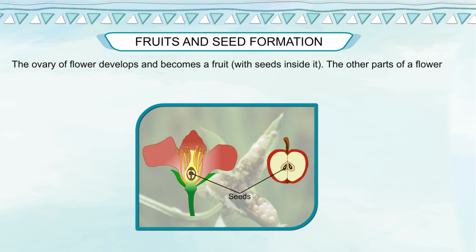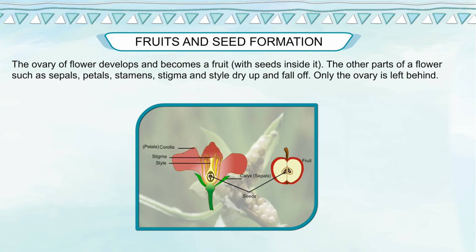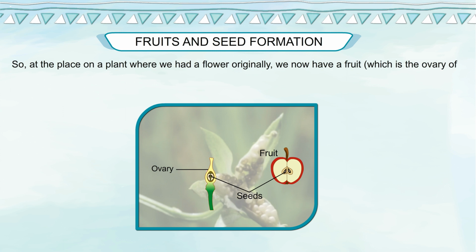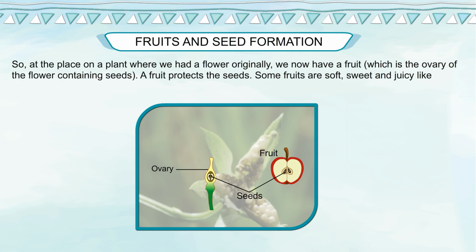The ovary of the flower develops and becomes a fruit with seeds inside it. The other parts of a flower such as sepals, petals, stamens, stigma and style dry up and fall off. Only the ovary is left behind. So, at the place on a plant where we had a flower originally, we now have a fruit, which is the ovary of the flower containing seeds.